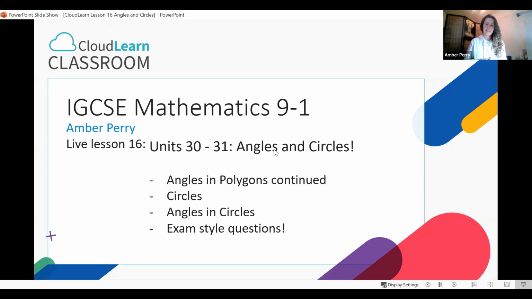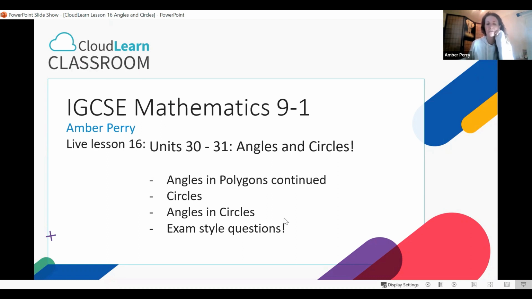So plenty of time between now and then to get ready for a really big lesson on circles, because I'm going to give you a task to practice all your circle parts before then. But for today, I want to continue our work on angles in polygons, which we started last time. I want to introduce a little bit about circle parts and angles in circles. And I'm going to really focus today on exam style questions.